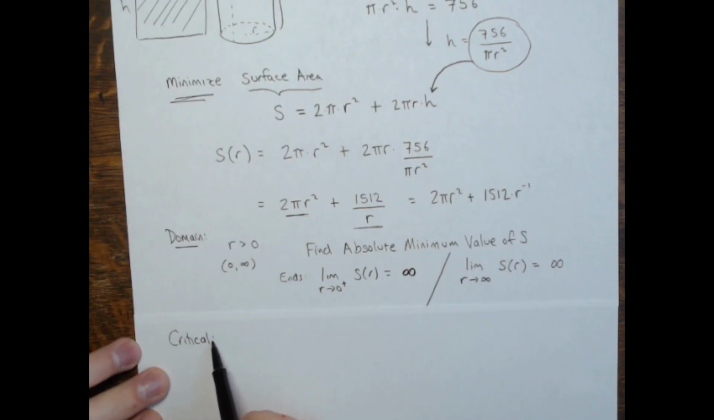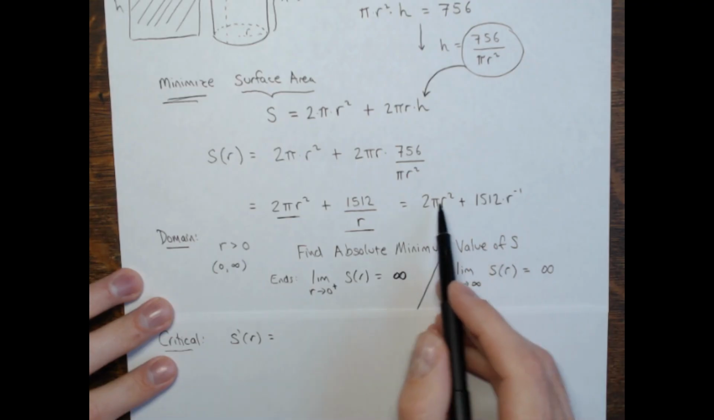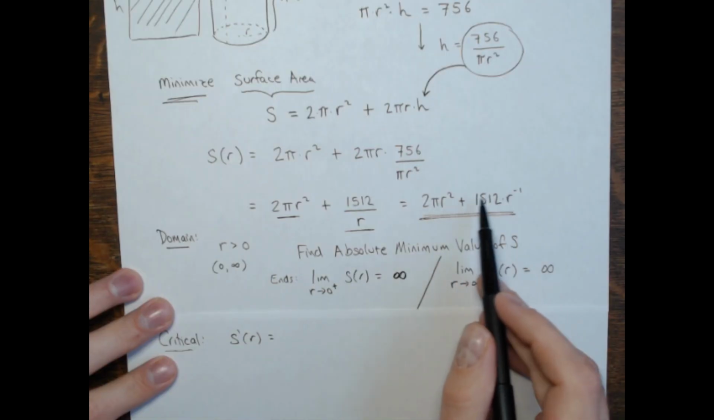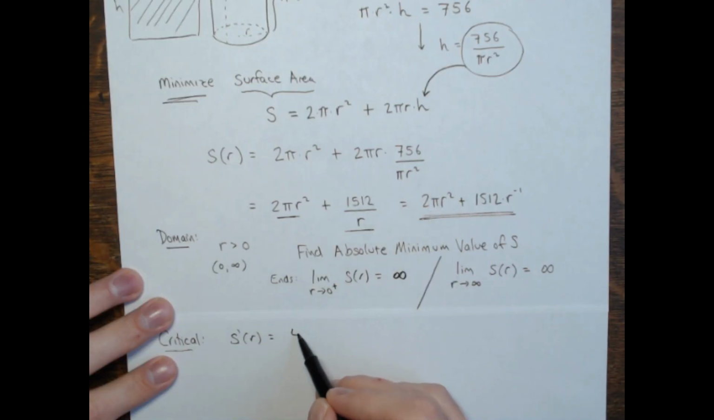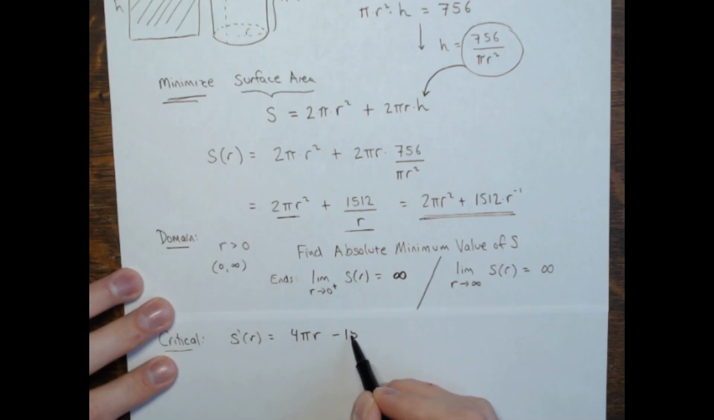All right, so now the critical values, and we look at the derivative. So this will be S prime with respect to r here. Treat r like x, like you would normally x. So I'm just doing a simple power rule. I'm going to look at my S function this way, and then just do a simple power rule for each. So that'd be 4 pi r, and then minus 1512 times r to the negative 2.